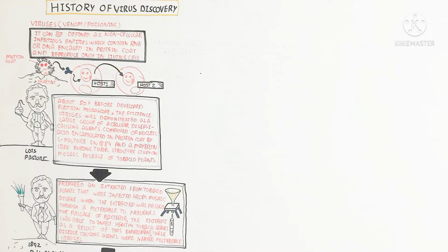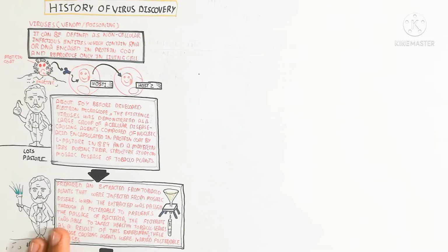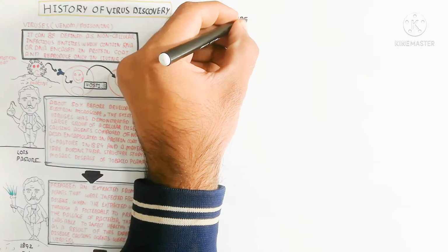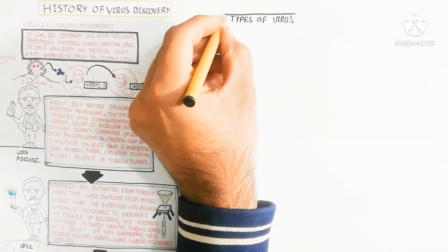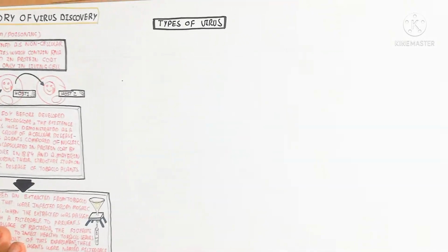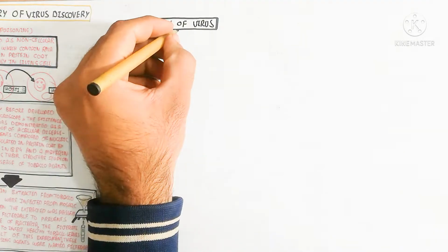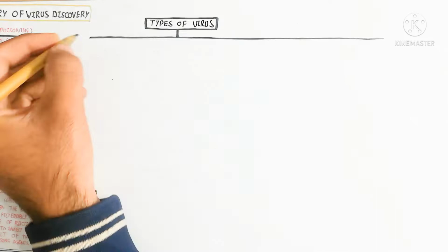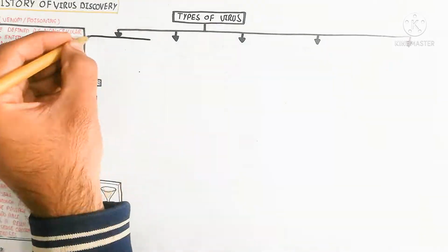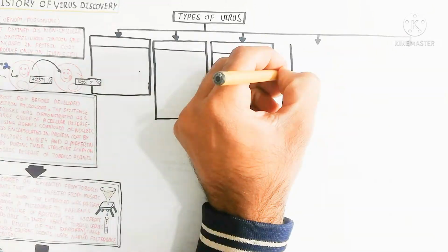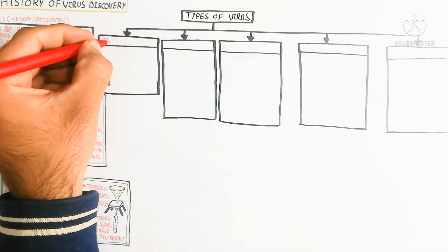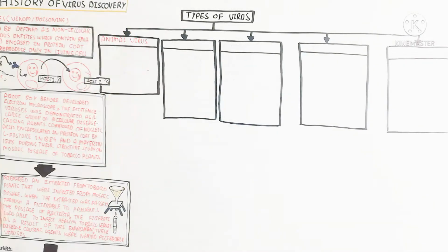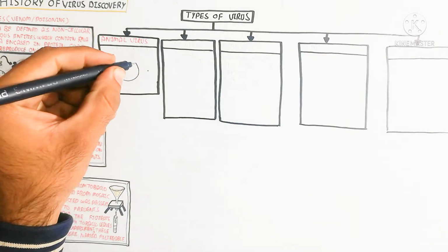Hello. In the previous video we were discussing the history and discovery of viruses. So let's begin to understand a little bit about the types of virus, and in the next video we will discuss the bacteriophage in detail. Here are the five types of virus we will discuss: animal virus, plant virus, retroviruses, Gemini viruses, and bacteriophage.